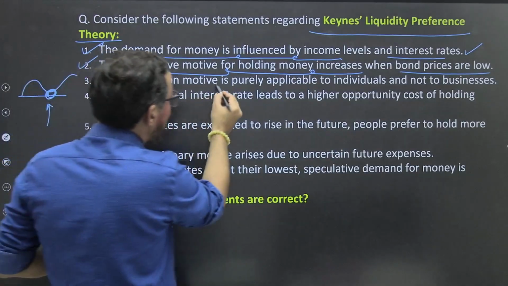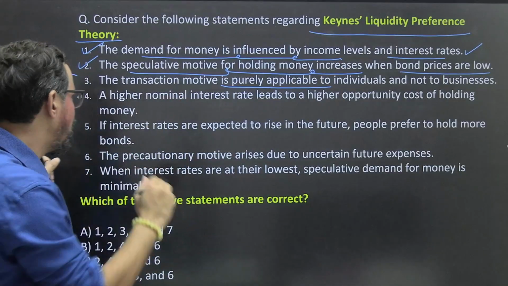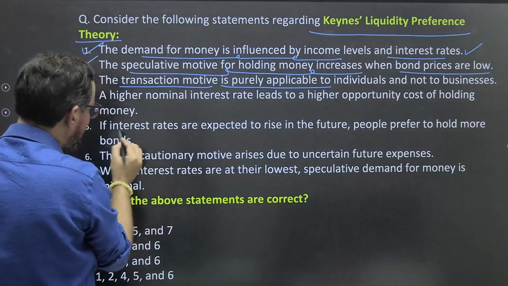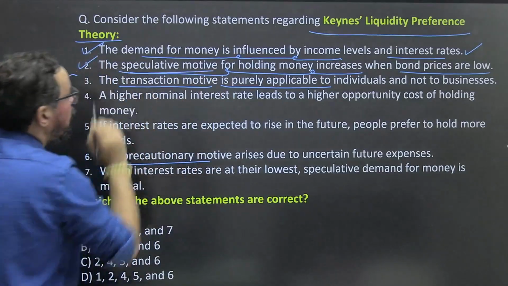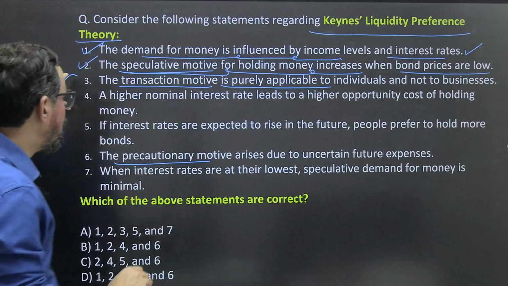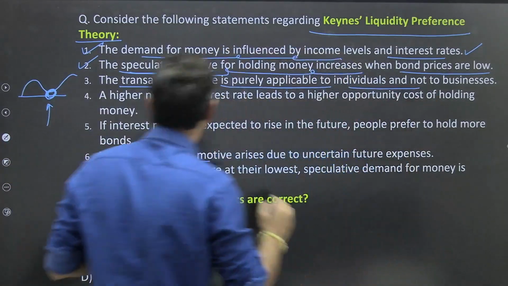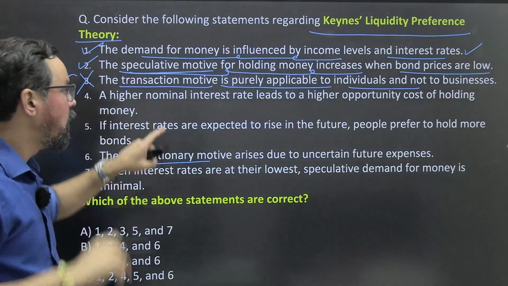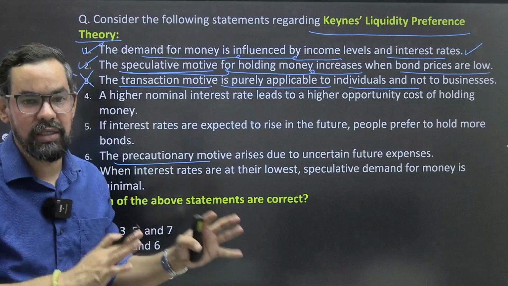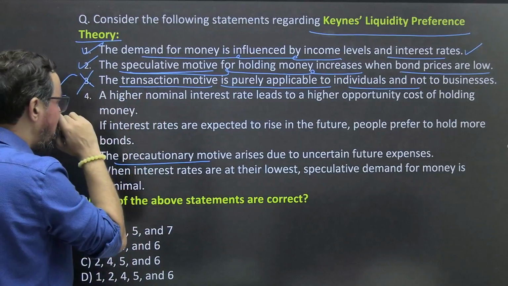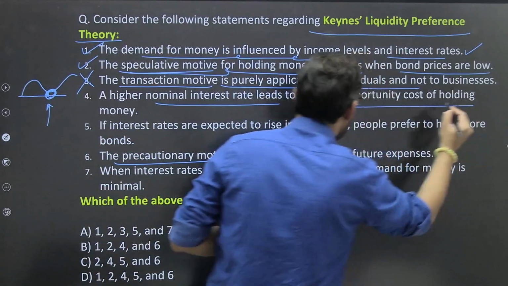The transaction motive is purely... So if you talk about the Keynes theory, it is based on three major areas. One is transaction motive, another one is precautionary motive, and the third one is speculative motive, ठीक है। So the transaction motive is purely applicable to individuals, not businesses. This makes this statement wrong, ठीक है। The transaction motive is applicable to both individuals as well as businesses, okay. So the statement is wrong.